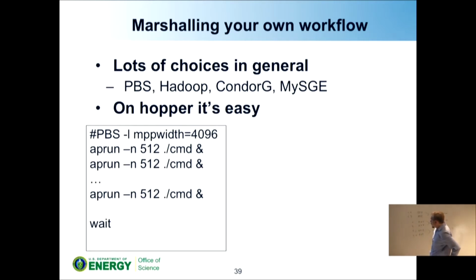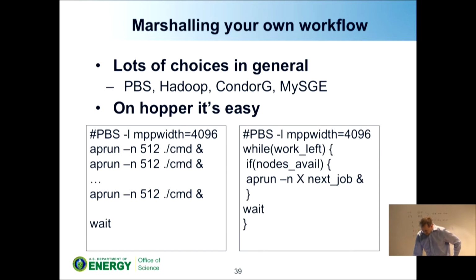This is an example of some ways that you can move beyond single batch jobs on resources at NERSC. On Hopper and Edison, it's very easy. You can fire off multiple parallel executions at once in one batch job and then just wait for them all to complete. You can also do something like this that says, hey, I have 4,000 cores available. I'm going to do some work as long as I have work left to do, and write your own scheduler to push jobs through the machine.